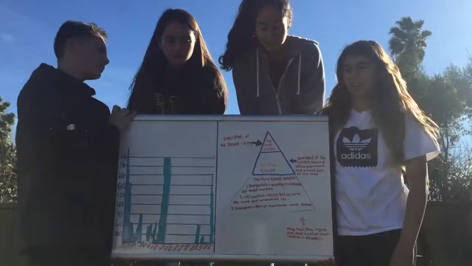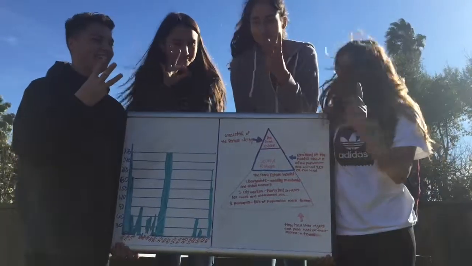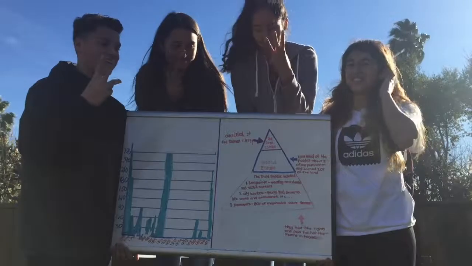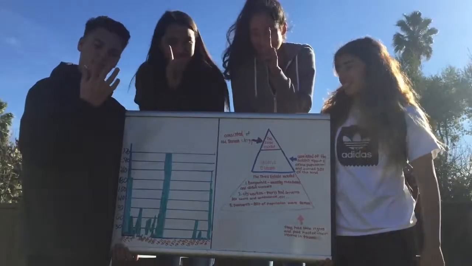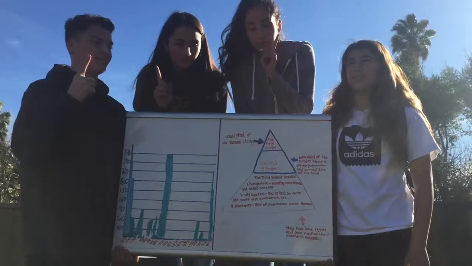Okay. The French had three estates. There was the first estate, the second estate, and the third estate. The first estate consisted of the Roman clergy. They made up not a lot of the population.